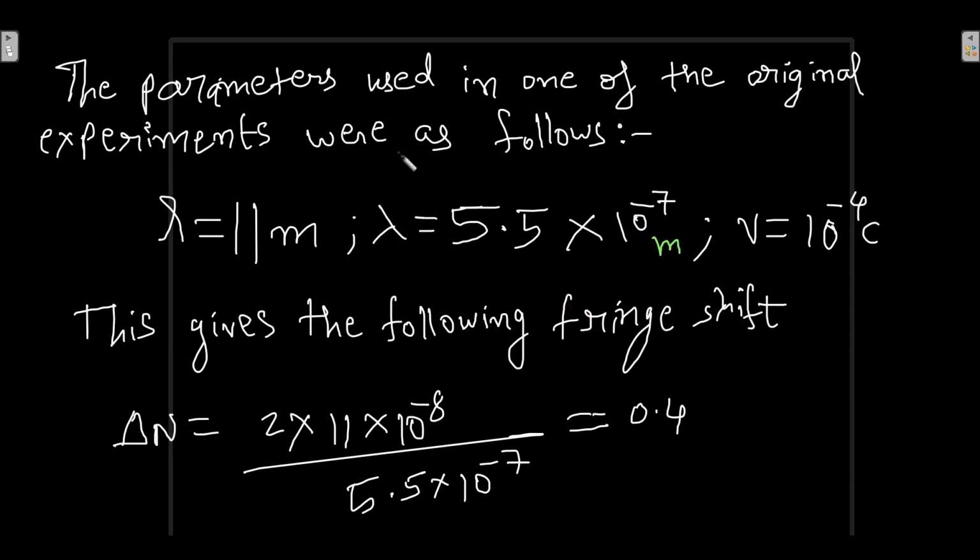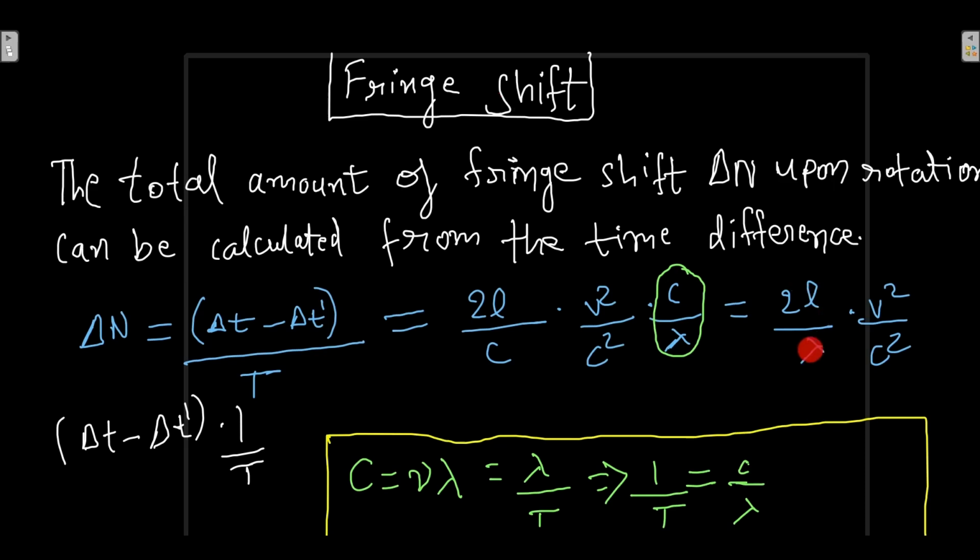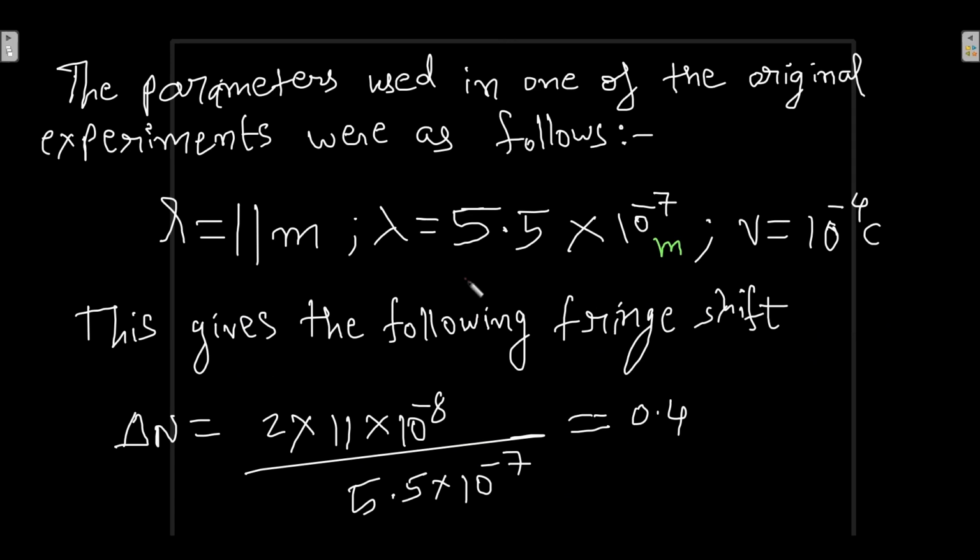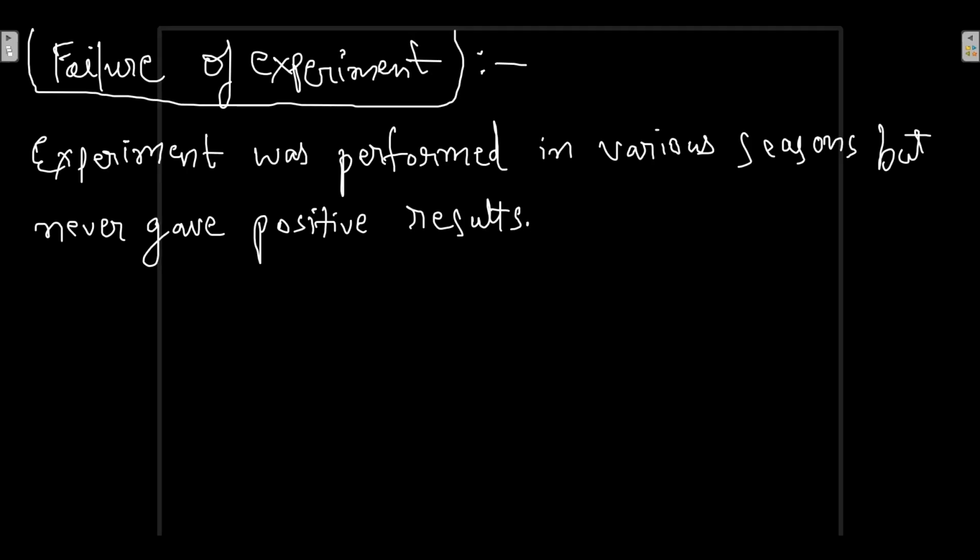What is it equal to? In the place of L, substitute 11 over here, and 5.5 into 10 to the power minus 7, v square by c square. After substituting all those values, the fringe shift which we get is equal to 0.4. So 0.4 should be the shift in fringe. After rotation of the apparatus, 0.4 fringes should be shifted in the interference pattern.